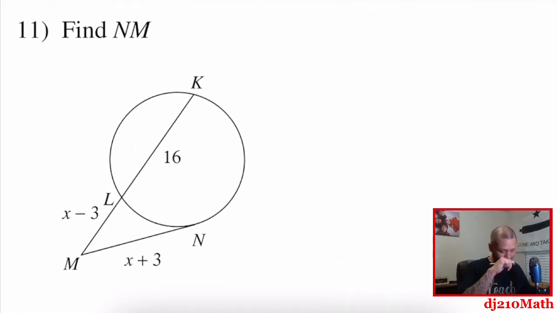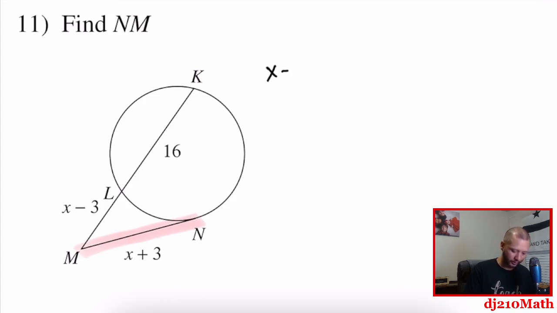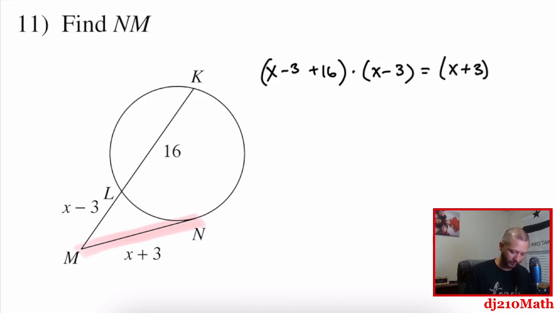Okay, this one's going to be fun. I can already see it. So NM, we're looking for this. Okay, so we have the secant, the whole secant, (x - 3 + 16), times just the outside part, which is x - 3. And this is equal to the tangent part squared, so (x + 3) squared.